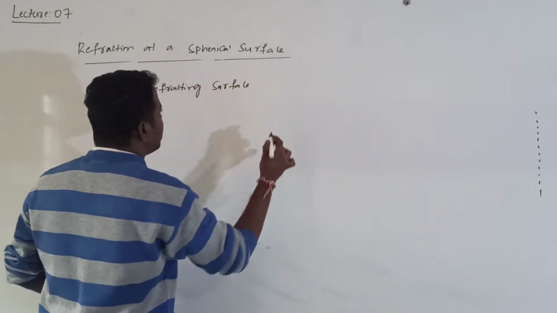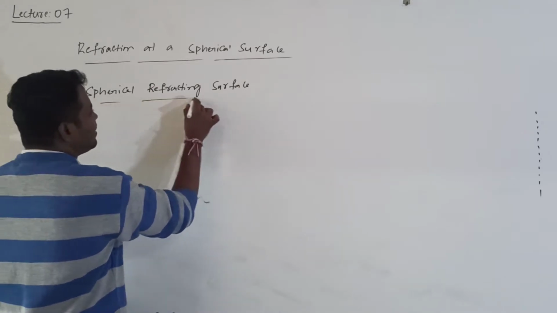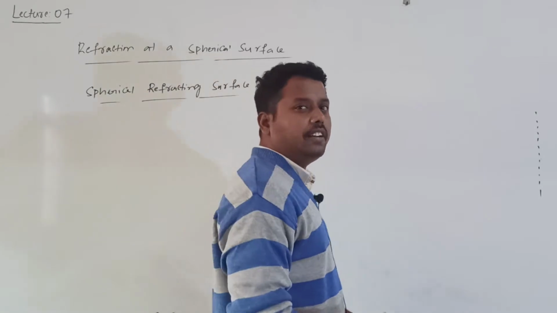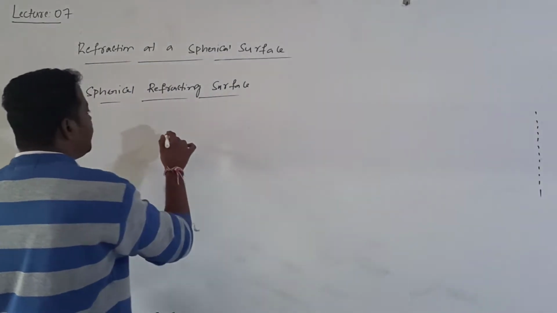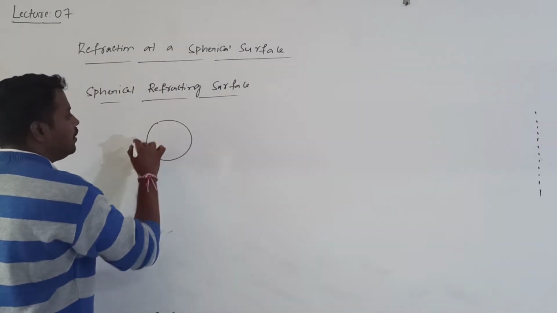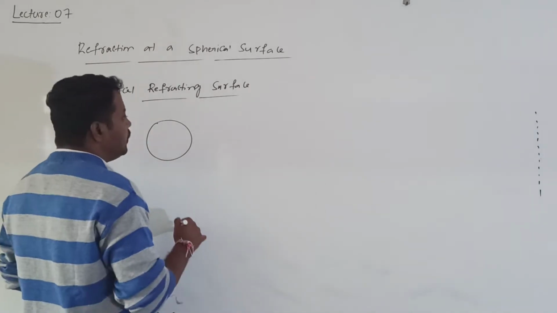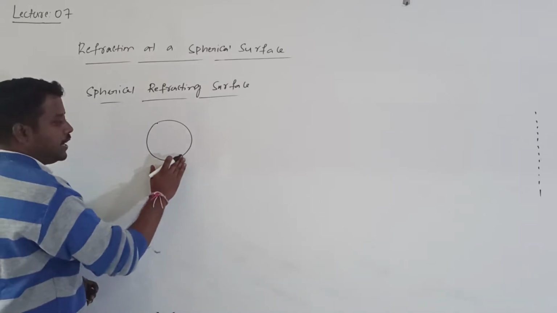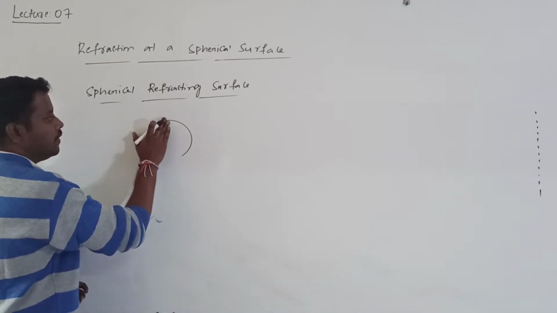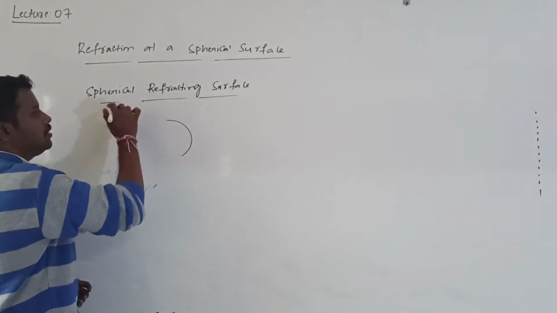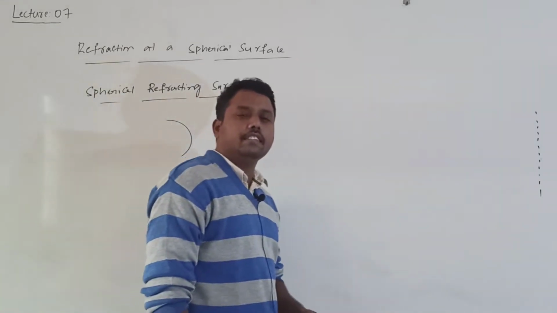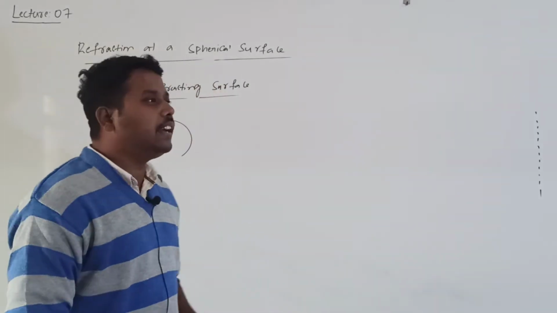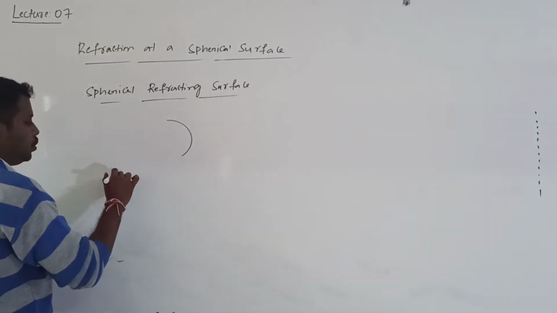Okay? A spherical refracting surface is like that of mirrors. A spherical refracting surface is a part of a sphere. It is a transparent medium which is part of a sphere. I consider one sphere. If I consider a part of a sphere which is transparent, this is called a spherical refracting surface. Okay? This spherical refracting surface is of two types.